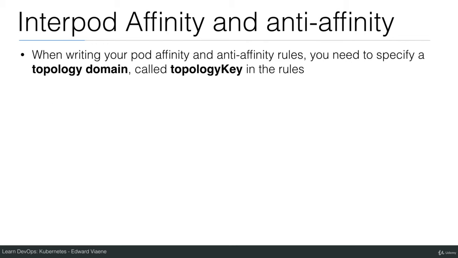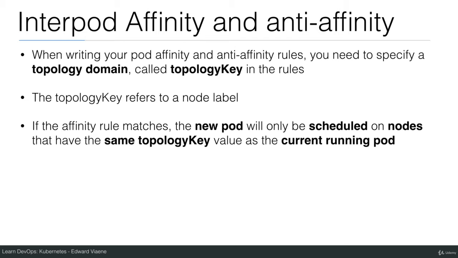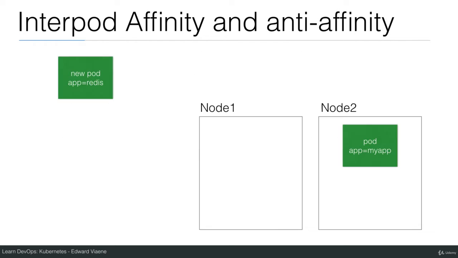When writing your pod affinity and anti-affinity rules, you need to specify a topology domain called topology key in the rules. The topology key refers to a node label. If the affinity rule matches, the new pod will only be scheduled on the nodes that have the same topology key value as the current running pod. This is a bit hard to understand without an example, so let me show you an example.